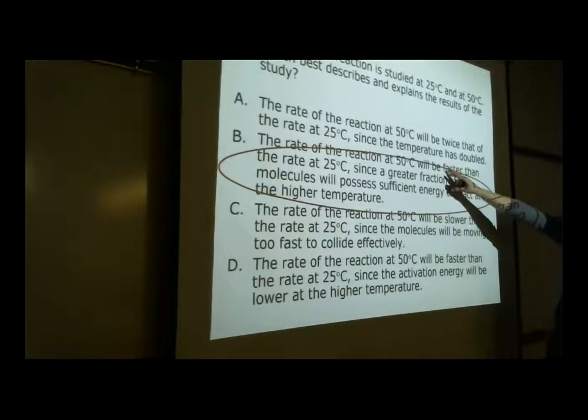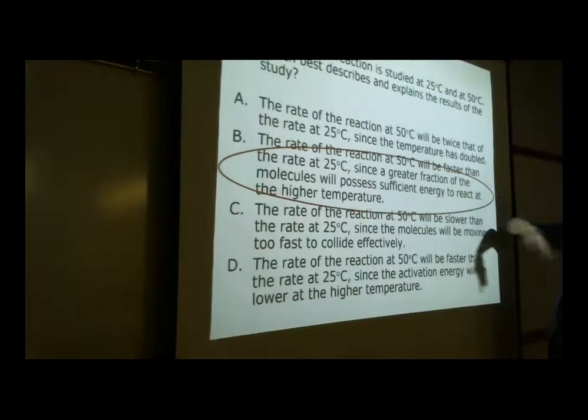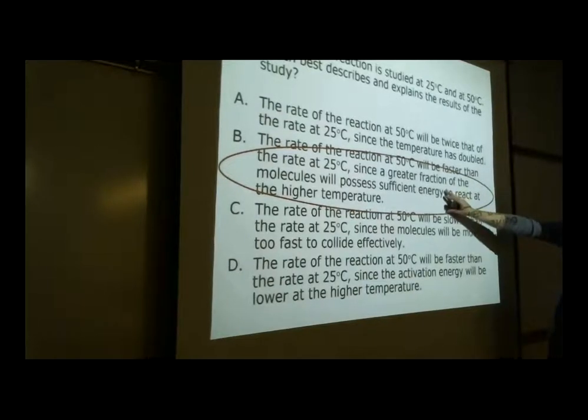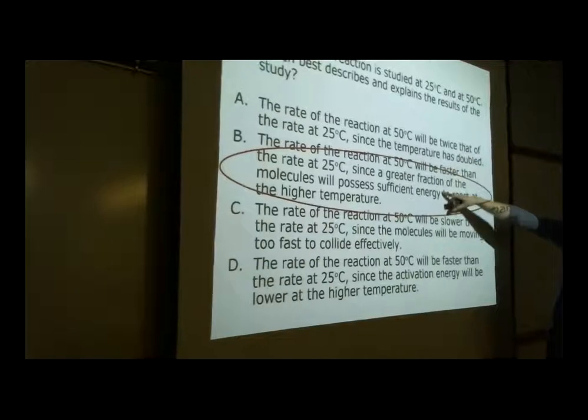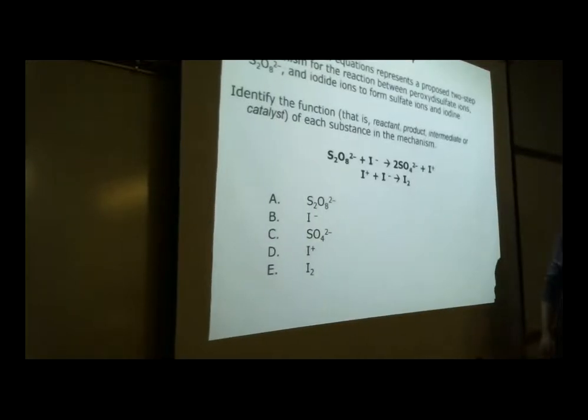We have more particles moving with enough kinetic energy to overcome the activation energy barrier, but we cannot say with certainty that it's going to be double. Okay, we can't make that assumption. 98% of students pick the other answer. This one's the correct one. All right, this is the last one.